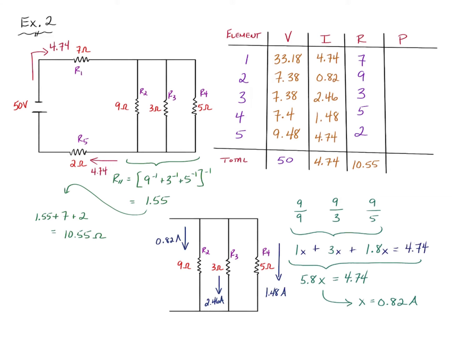Now I have V, I, and R. I can utilize any equation for power that I'd like. P equals IV, P equals I squared R, or P equals V squared over R. I used IV, and I can calculate all of my powers. To check, we'll clean some things up here again.